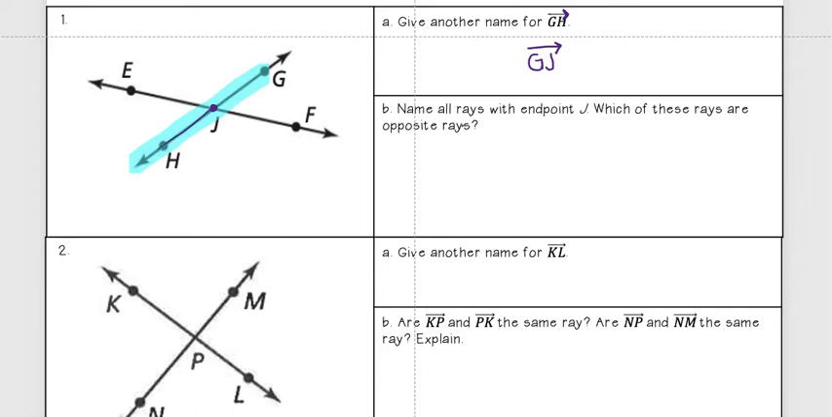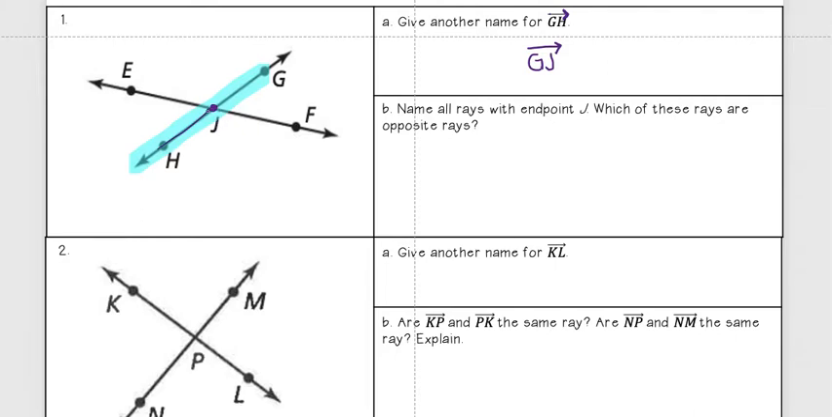Okay, now this next one says to name all rays with endpoint J. And then I want to figure out which of these rays are opposite rays. Well, remember, the opposite rays are ones that create a line. They're all in line together. So one that we see right away is kind of the one we already have here.